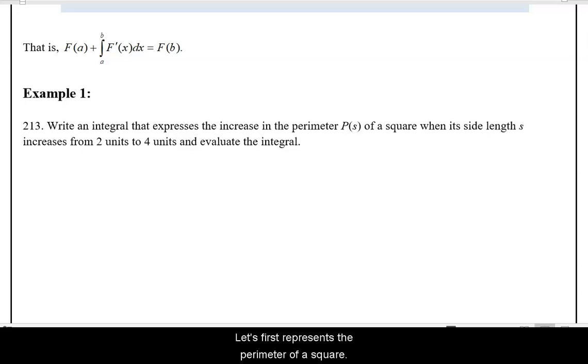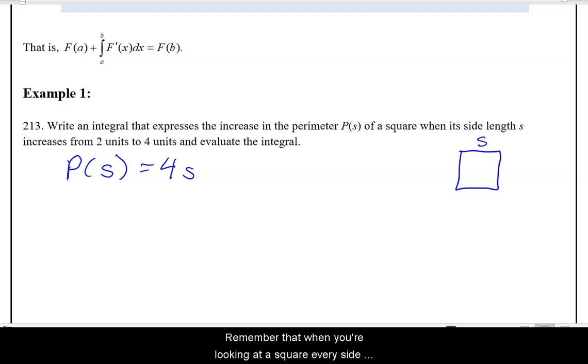Let's first represent the perimeter of a square. In order to do that, we need to write a formula for the perimeter of a square. In a square, all 4 sides are the same length. This means that we can write the perimeter as a function of side length, lowercase s, as 4 times s. Remember that when you're looking at a square, every side has exactly the same length, and perimeter is simply the distance around the thing. If you were to put a rope all the way around it, how long would the rope be?